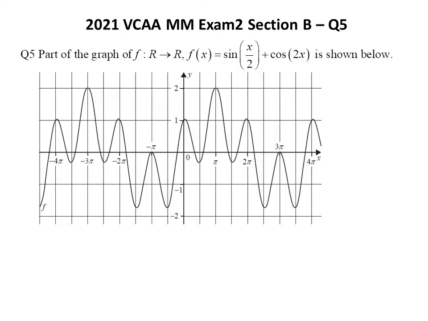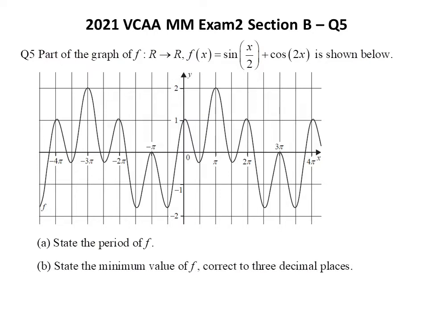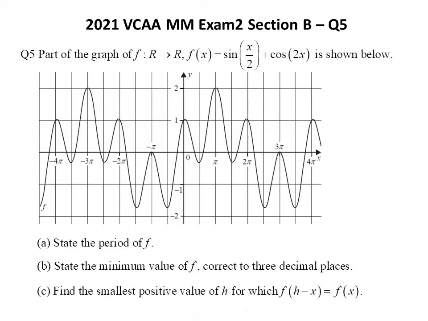Based on this, there are 7 parts in question 5. Part A is to find the period of f of x, and part B is to find the minimum value of f of x. Part C is to find the smallest possible value of h, for which f of h minus x equals f of x.